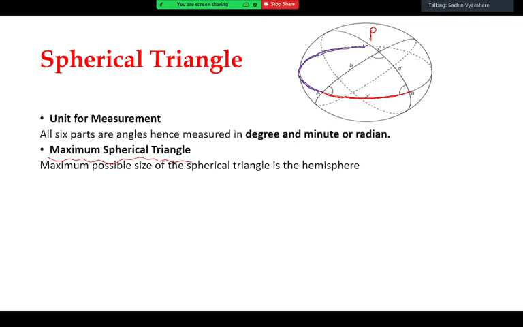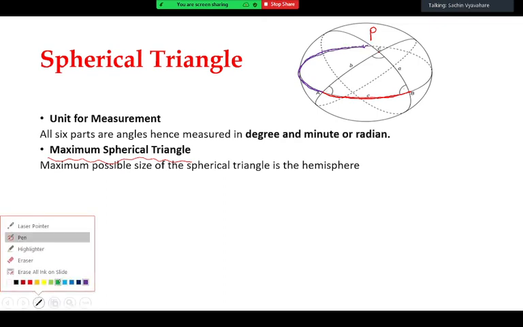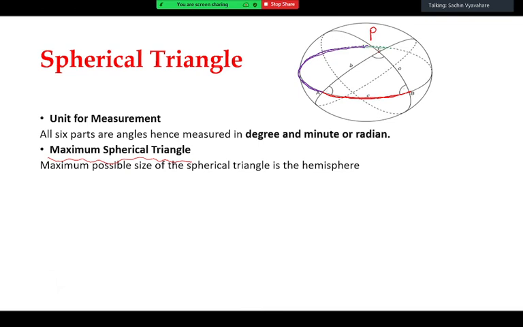AP is another arc of the great circle, and the third arc of the great circle is, say, PB. You will observe these are the three sides of the triangle now. One of the sides is AB. PB is the second side, and AP is the third side.